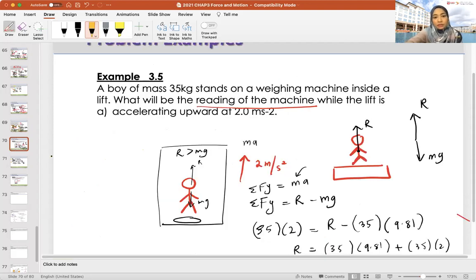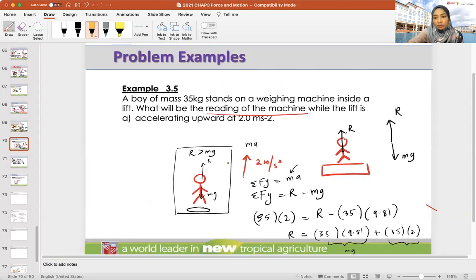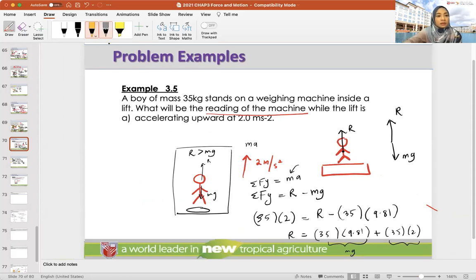Okay, so this was the last example that we talked about, which was a lift situation. So let's talk about it again. A boy of mass 35 kilograms stands on a weighing machine inside a lift. Like I told you before, a weighing machine actually does not measure your weight. It measures your reaction force. So instead of measuring mg, it's measuring R, because you are actually stepping on the weighing scale.